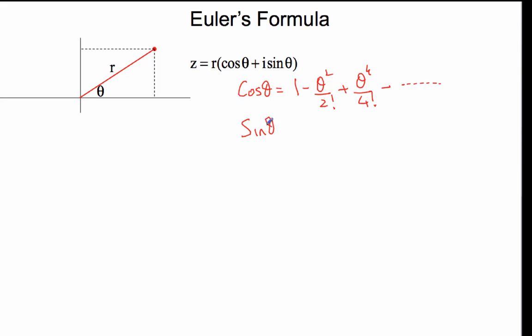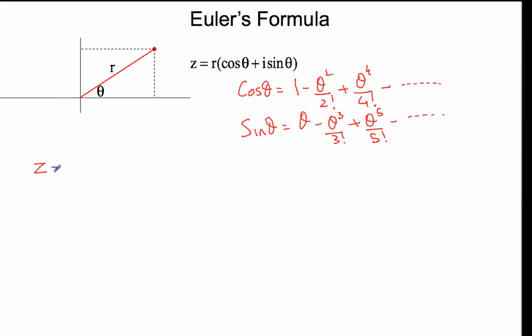Similarly, sine theta can be expanded as theta minus theta cubed over 3 factorial plus theta to the 5 over 5 factorial minus theta to the 7 over 7 factorial, etc., etc. We can keep going on. Now, let's add these together.